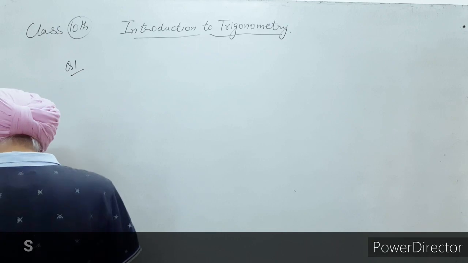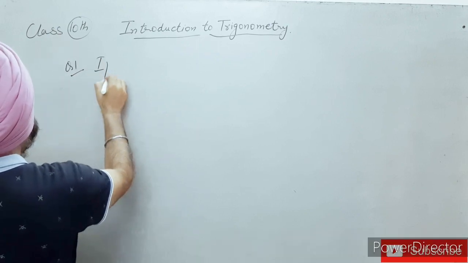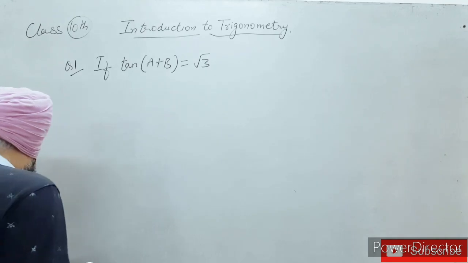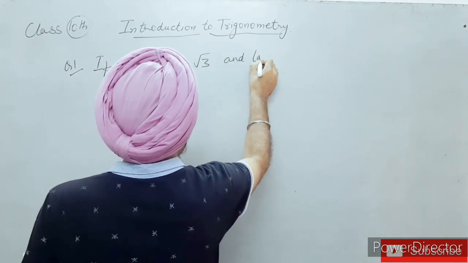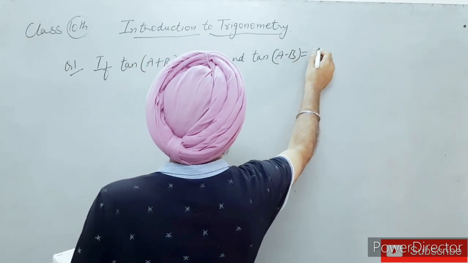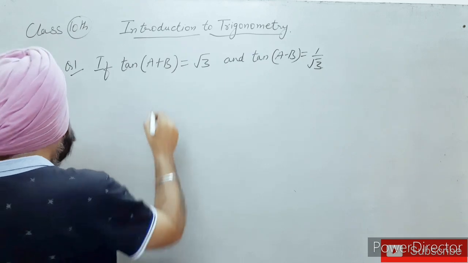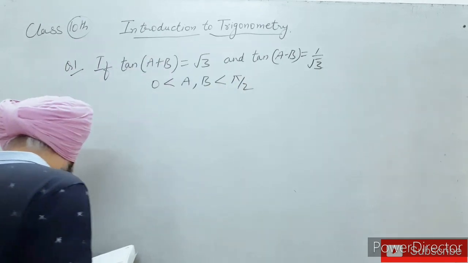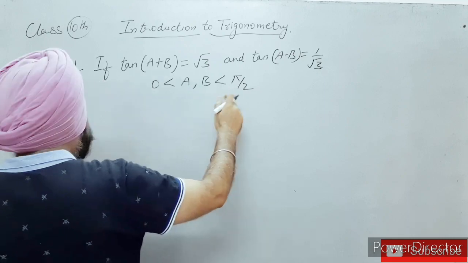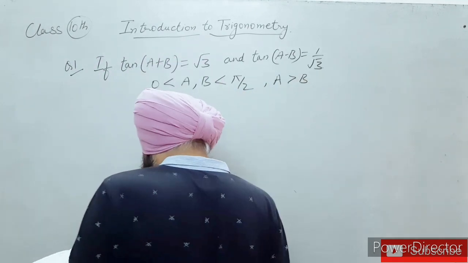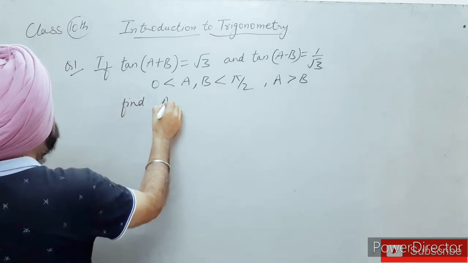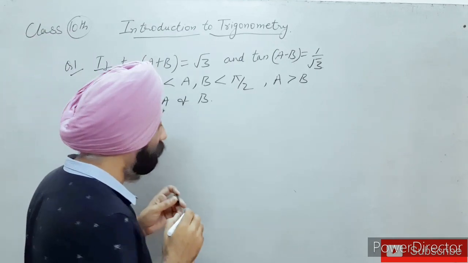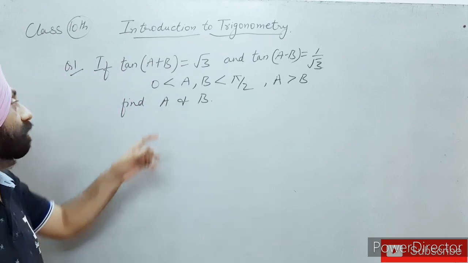Question number 1 of today's lecture is, if tan of A plus B equals root 3 and tan of A minus B equals 1 by root 3, and both the angles A and B lie in the first quadrant, that is 0 to 90 degrees, and A is greater than B, find A and B. The student who does not know the table which I wrote cannot do this question.